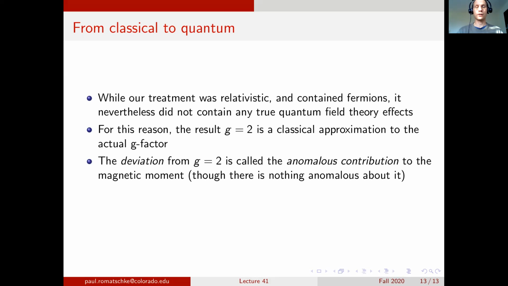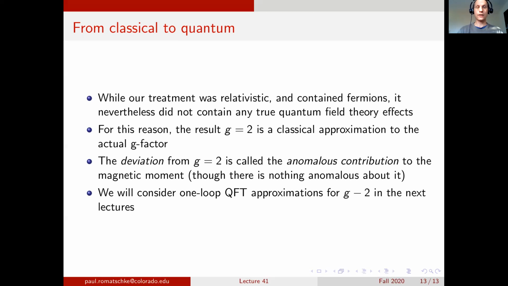And we can look for deviations from the result g equals 2. This is called anomalous contribution to the magnetic moment, although there is no actual anomaly at play here. It is just different from 2, and for some reason it's called anomalous, even though in the quantum field theory context, anomaly typically has a different meaning, but for historical reasons it is called anomalous contribution. In the next lectures, we'll set up quantum field theory treatments to approximate the quantum field theory result for g-2. And that concludes the present lecture.